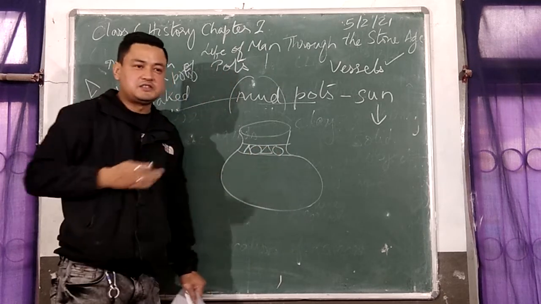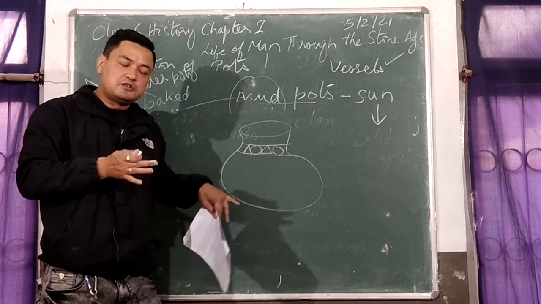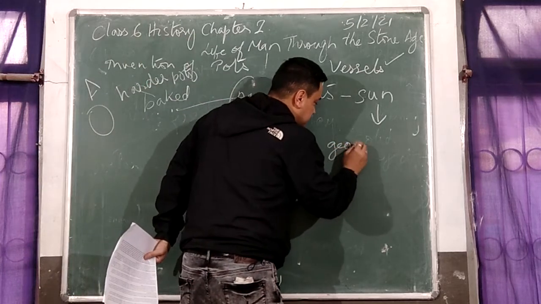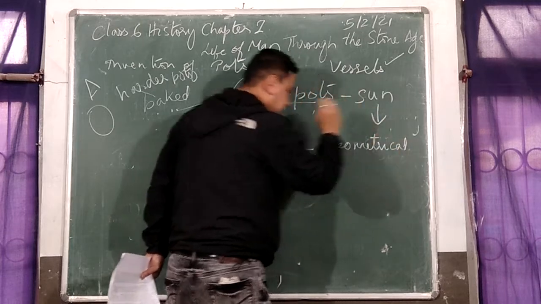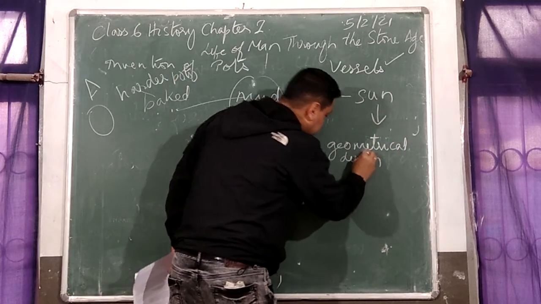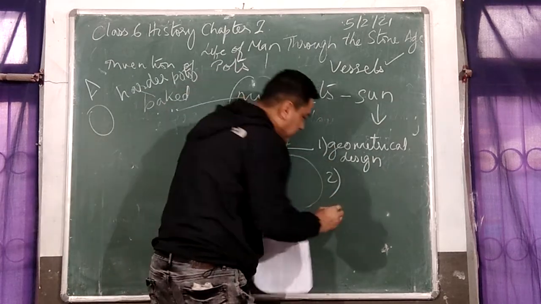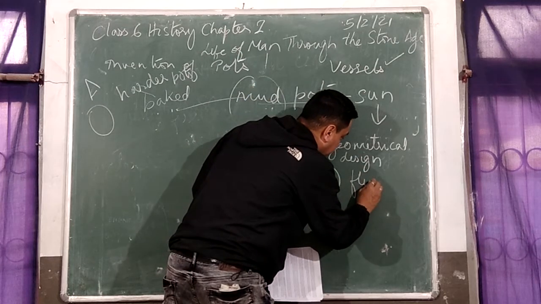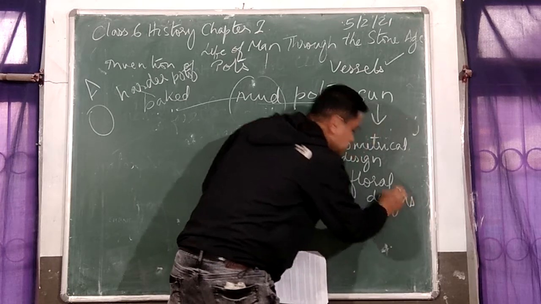Now you can say this is a design. This kind of decoration was found on the pots. These decorations are called geometrical designs. Geometrical designs were used. Number one, number two, another design was also used. Flower designs were also used. So they are known as floral designs.